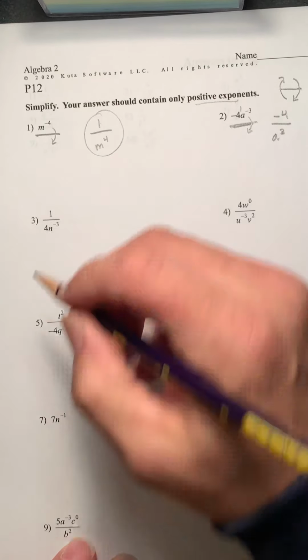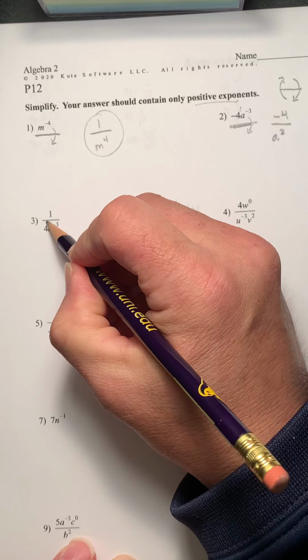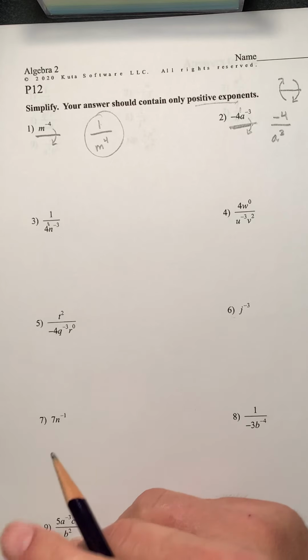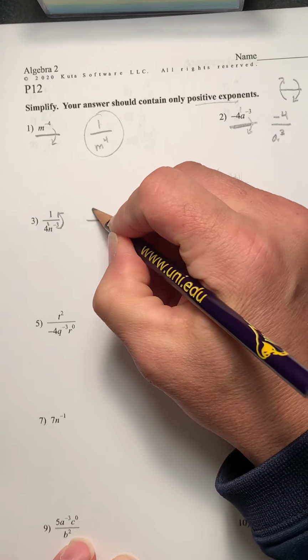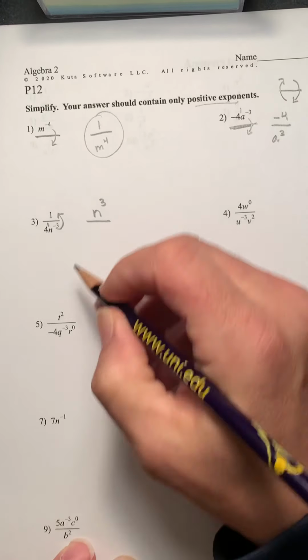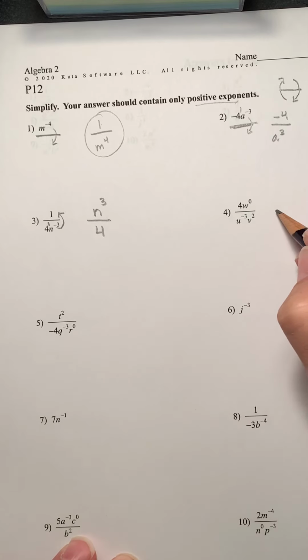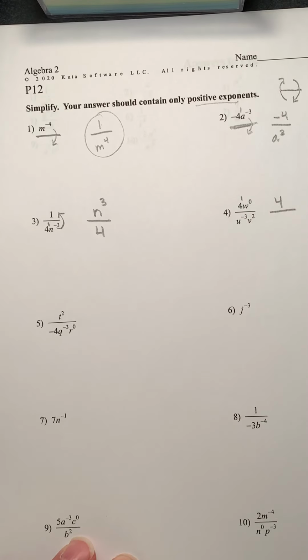In question number 3, hey, we got a fraction to start with. The 4 has its own exponent. Remember, it's a 1 if there's no exponent on it. But the n to the negative 3 gets to move up. And so n to the positive 3 ends up on top. We leave the 4 on the bottom. In the case of number 4, once again, the 4 does not have an exponent that is negative. It is a 1, so it stays on top.